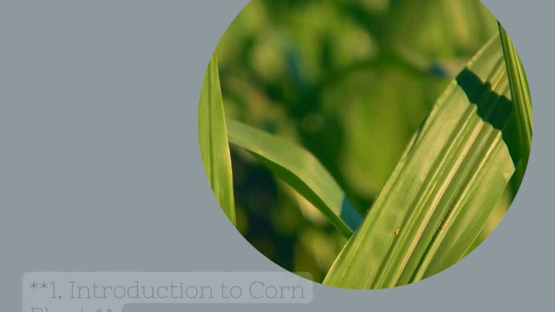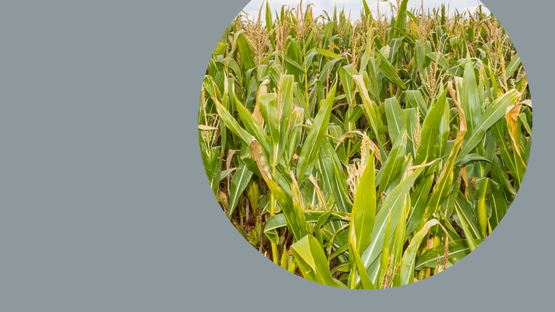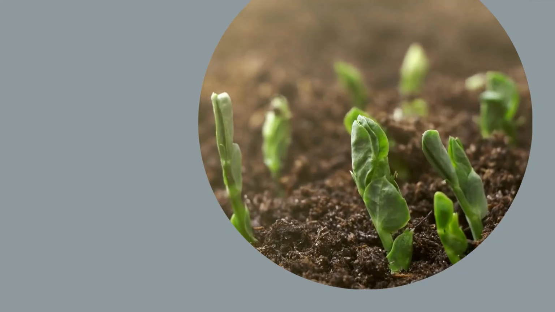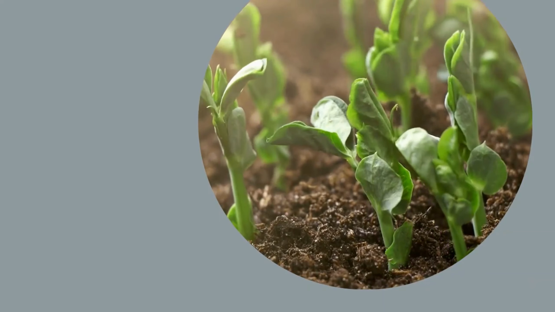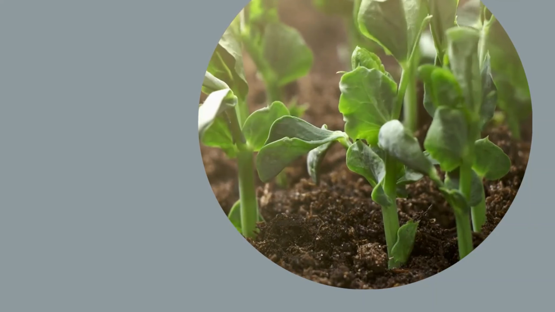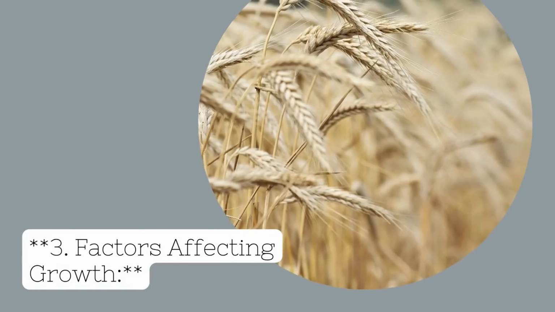Video highlights. 1. Introduction to corn plant. Begin the video with a brief introduction to corn as a vital crop, its historical significance, and its various uses in industries such as food, animal feed, and biofuels. 2. Corn growth stages. Detail the different growth stages of corn plants, including germination, seedling, vegetative, reproductive, and maturation stages. Use visual aids and time-lapse clips to showcase the remarkable transformation corn plants undergo throughout their life cycle.